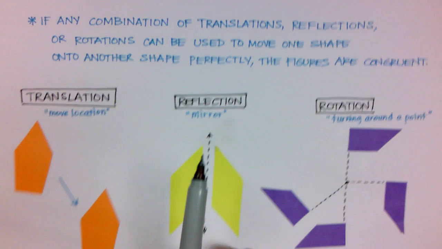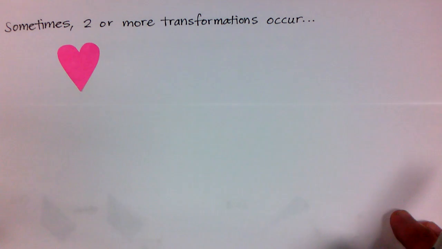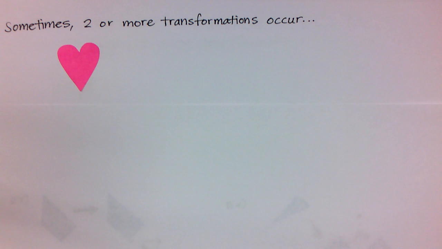Now sometimes you can actually combine two or more transformations. So in this example I'm going to start with a heart, and let's say first I just wanted to do a translation.